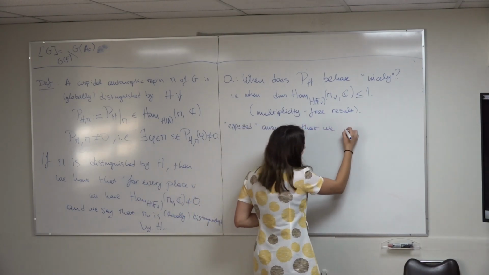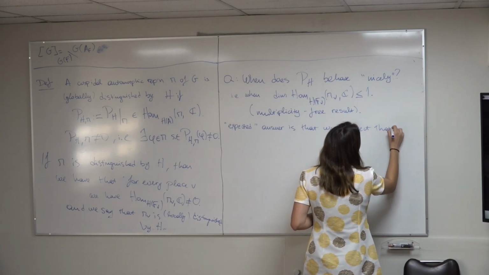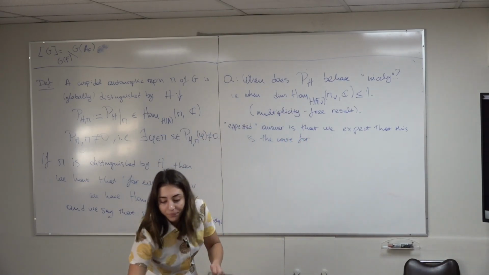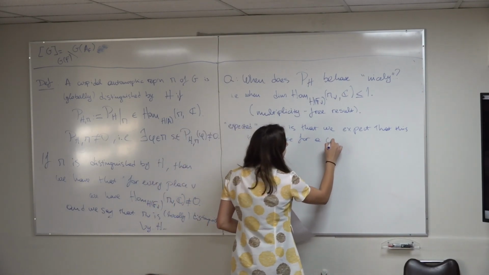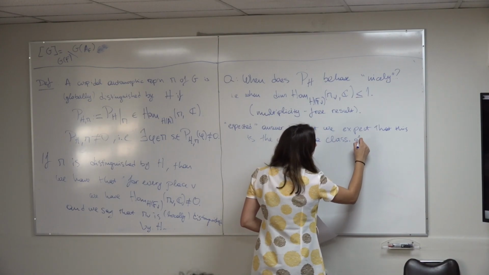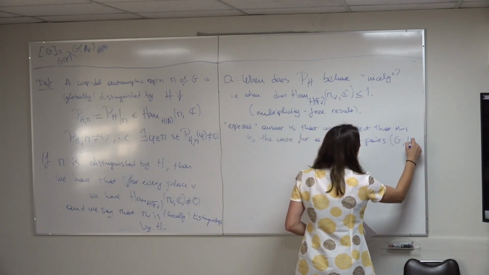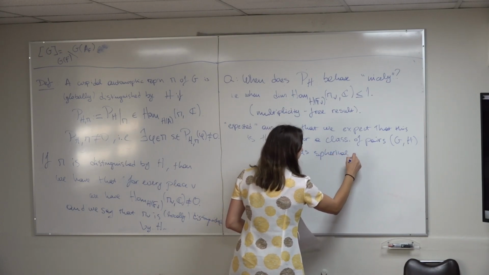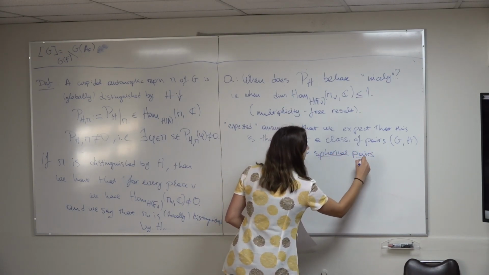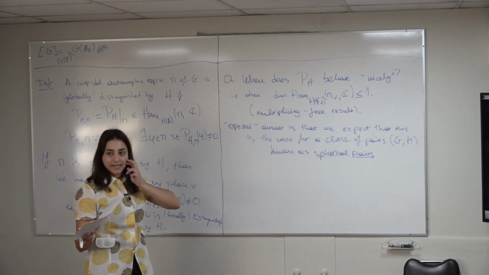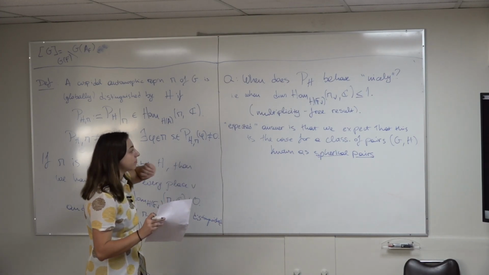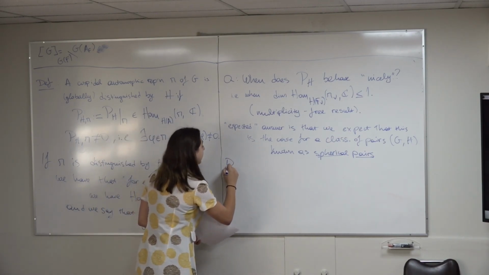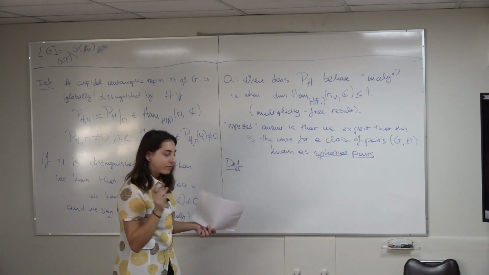is that we expect, of course, that this is the case for a class of pairs G, H known as spherical pairs. So again, this is not really necessary for the conjectures, but I think that at this point it's actually quite interesting to talk about spherical pairs for just maybe a minute. So let's define what these are, and then maybe give some examples.